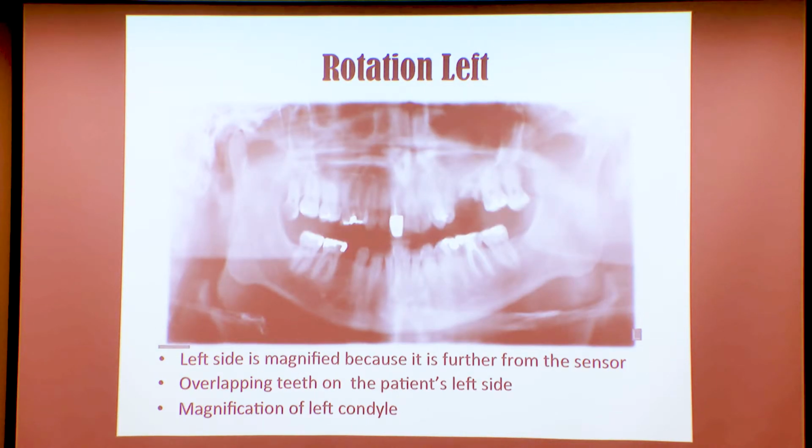Rotation left. This one is not quite as extreme, but you can see the condyle looks more rounded on this side and more flattened here. And also here, the hyoid, the patient might have been swallowing or moving, so you can see it looks blurry as opposed to this side. So in the beginning of the x-ray, I believe the patient was moving. And you can see more overlap on the teeth on this side, on the left side.